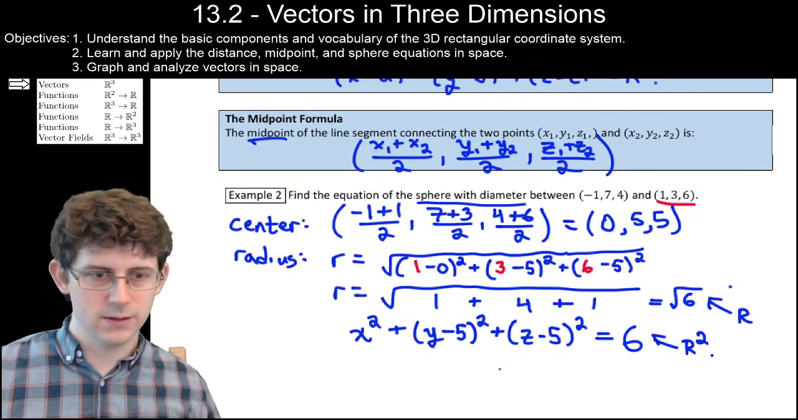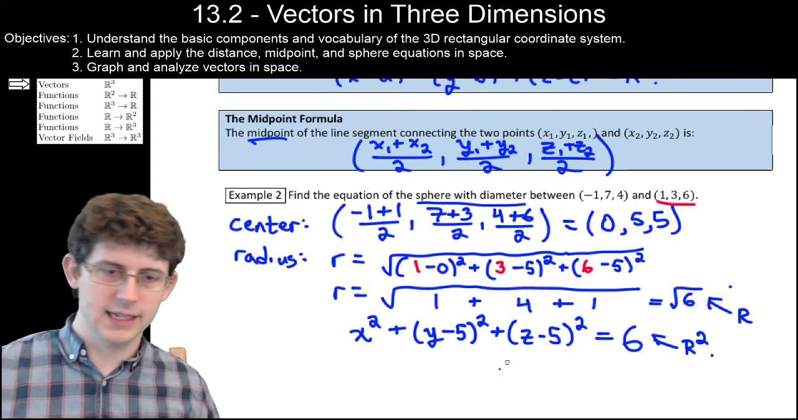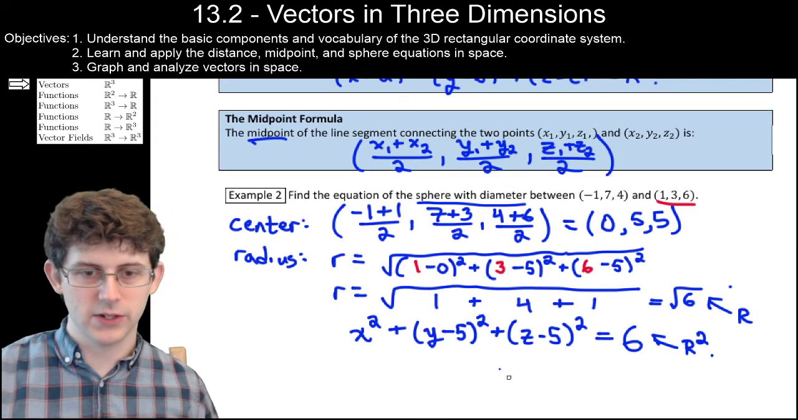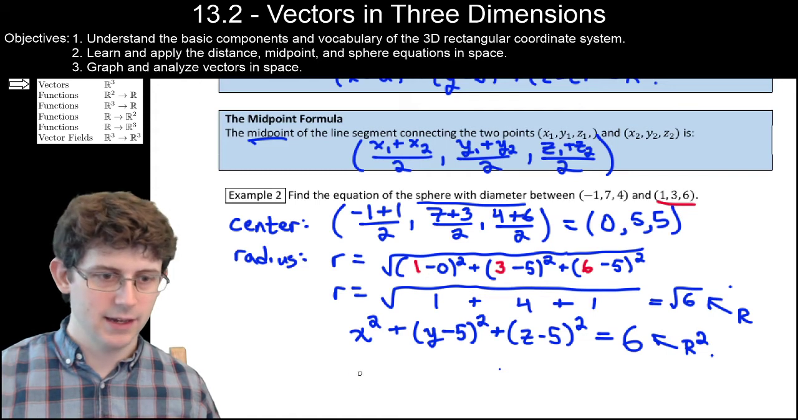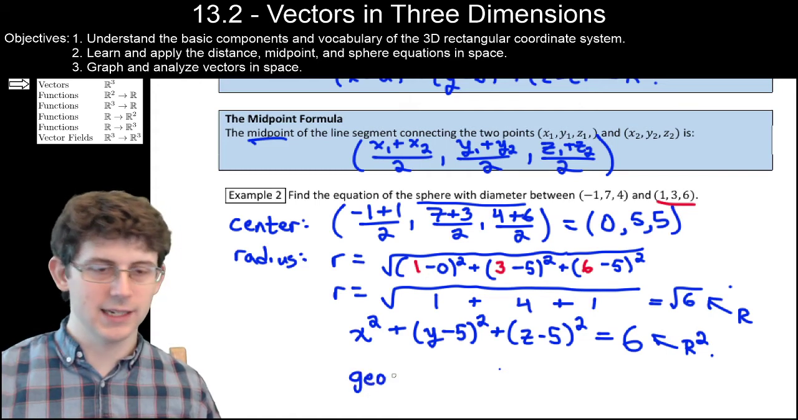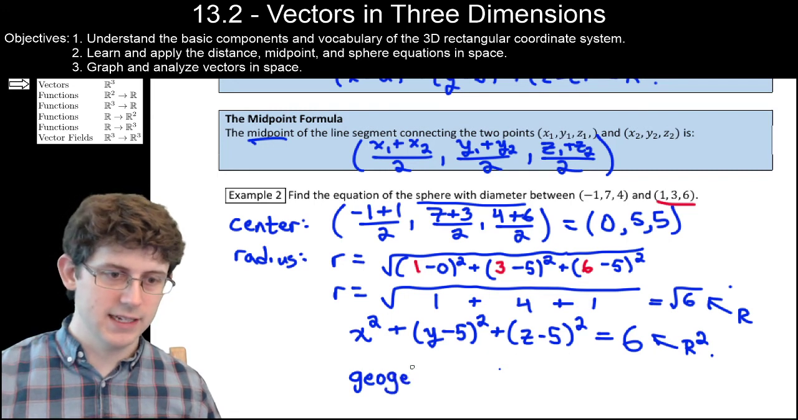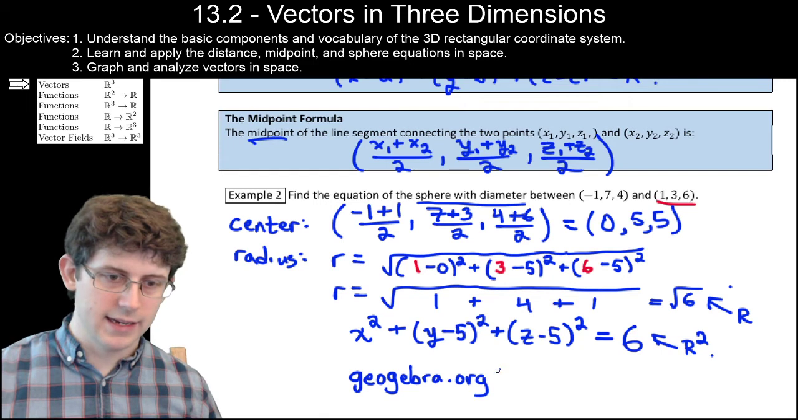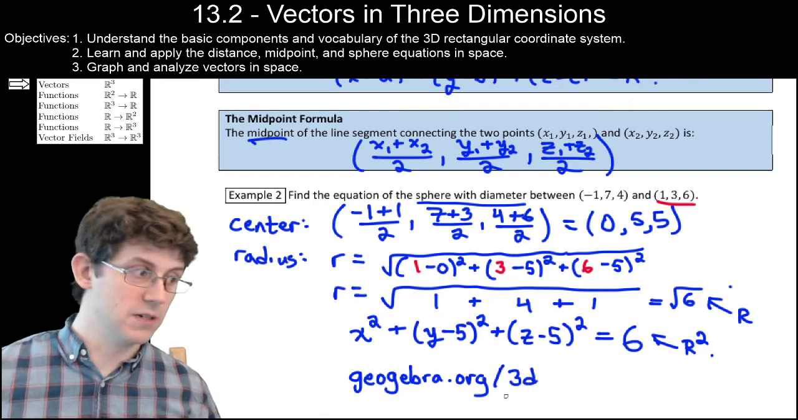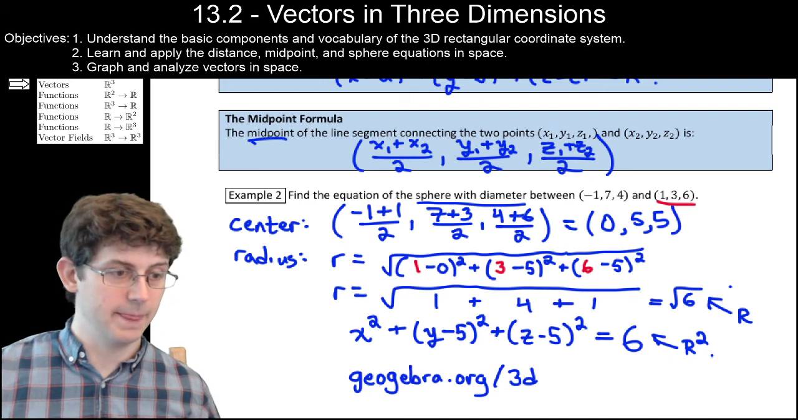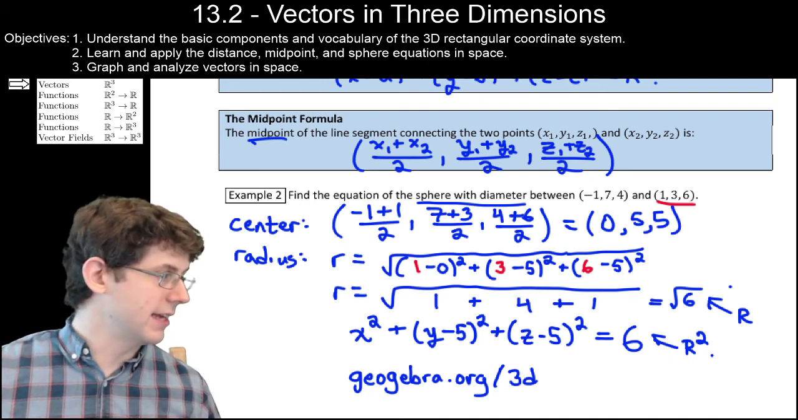I kind of want to show you the easiest online graphing tool, so that we can just practice graphing something, and so that you have the ability to play with surfaces and other graphs as we run into them. The easiest one that I know of is GeoGebra, and the 3D graphing calculator is geogebra.org/3D. So let me switch over to that to see what it looks like.